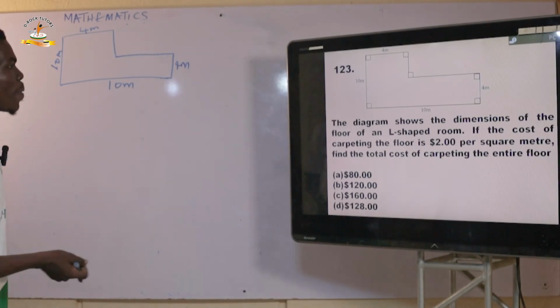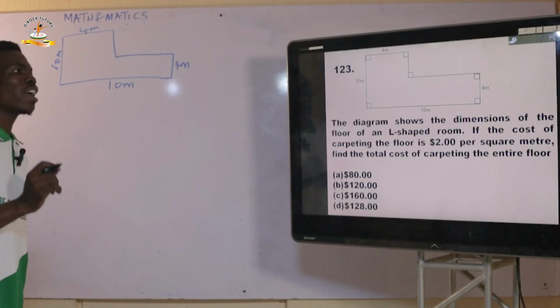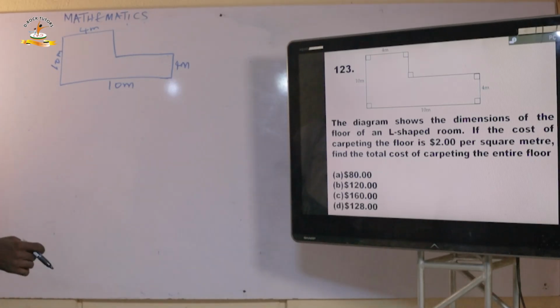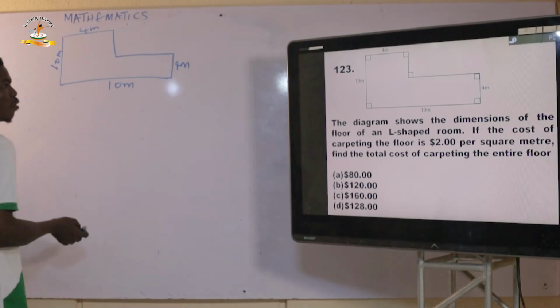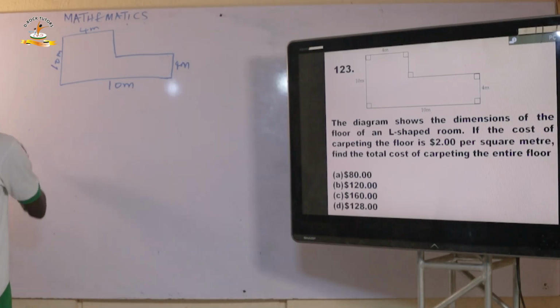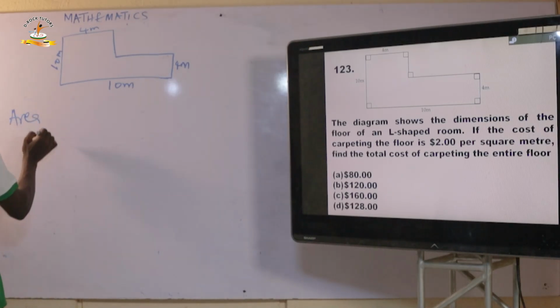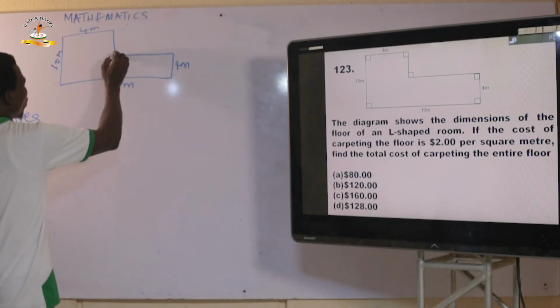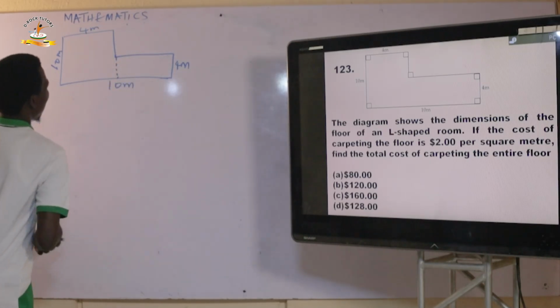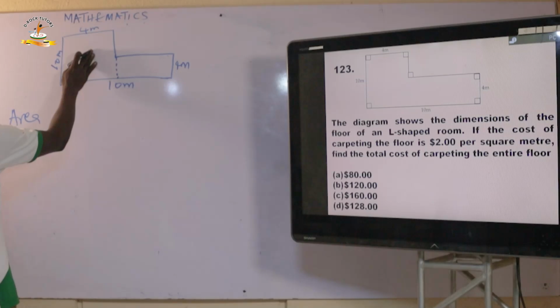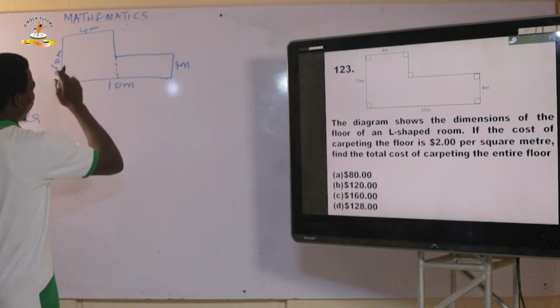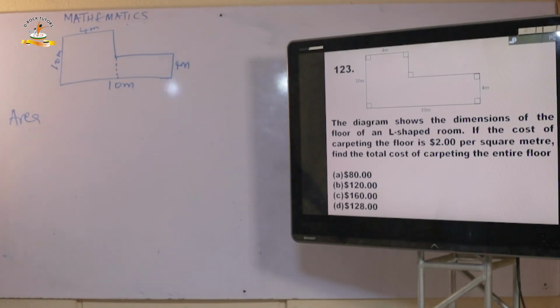If the cost of carpeting the floor is $2 per square meter, find the total cost of carpeting the entire floor. So we need to find the area of the entire floor. What we simply do is break it into 2. Let's break that into 2, and we have the area of the bigger shape and the area of the smaller shape.